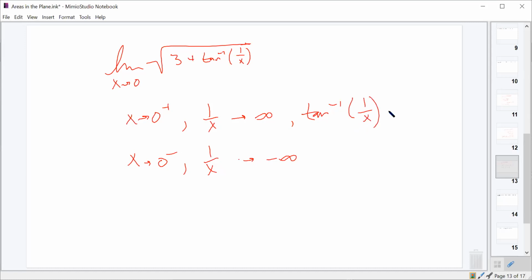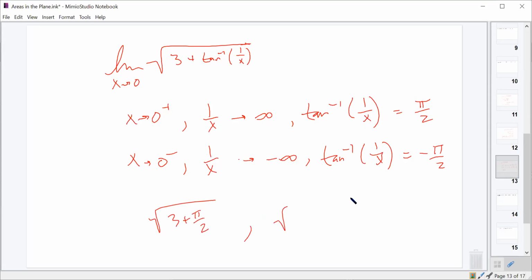So in one case, the inverse tangent of 1 over x equals pi over 2. But in the other case, the inverse tangent of 1 over x as we approach negative infinity equals negative pi over 2. So from the right-hand side, this is approaching the square root of 3 plus pi over 2. And from the left-hand side, it's approaching the square root of 3 minus pi over 2. And since the limits on the left and on the right are not equal to each other, we would have to say that this limit doesn't exist.